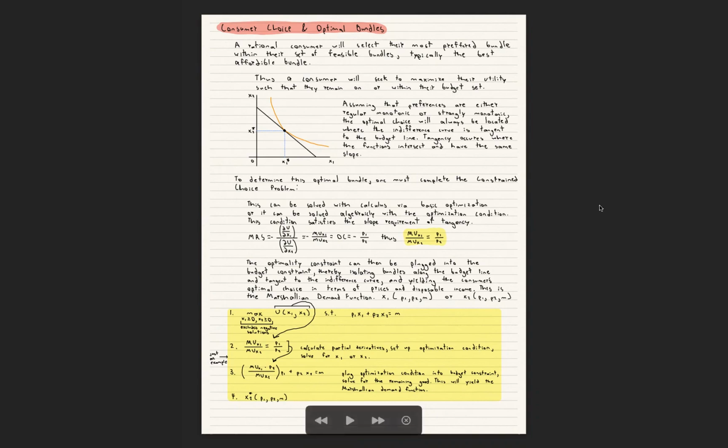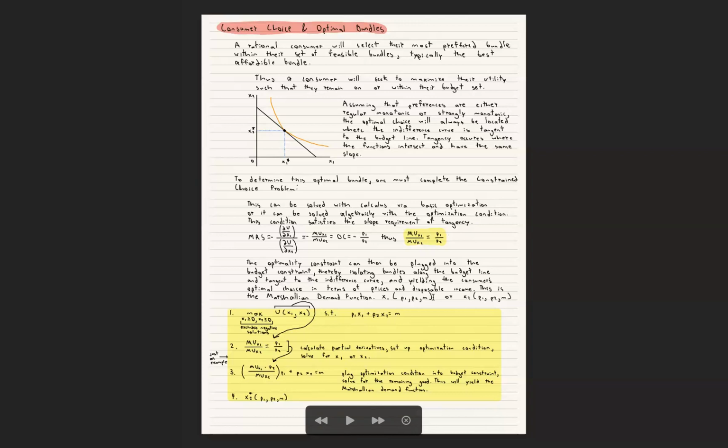To determine the optimal bundle, one must complete the constrained choice problem, and this can be solved with calculus via basic optimization, or it can be solved algebraically with the optimization condition. This condition satisfies the slope requirement of tangency, and here you have the condition. The marginal rate of substitution is going to equal the marginal utility of good 1 divided by the marginal utility of good 2, which equals your opportunity cost, which equals negative P1 divided by P2. Thus, for the requirement of tangency to be satisfied, the marginal utility of good 1 over the marginal utility of good 2 must equal the price of good 1 divided by the price of good 2.